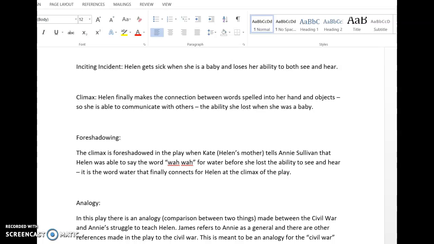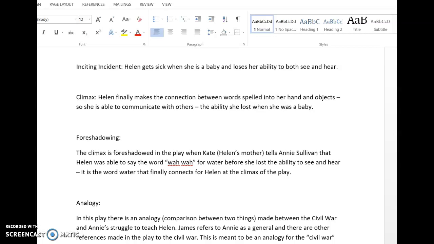The climax, we talked about in Act 3, is when Helen finally makes the connection between the words that are spelled into her hand and objects. So she makes that connection when she goes to the water pump with Annie to fill the water pump, and there's that moment where she makes that connection between the water that she feels and the word water that's being spelled into her hand, and then she's able to understand that connection that Annie wants her to make between words and meaning of objects.